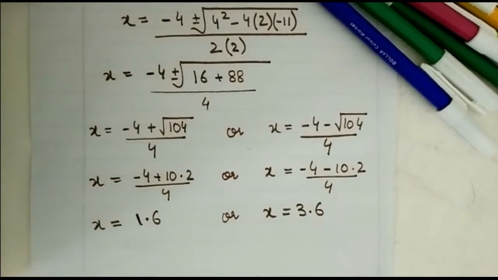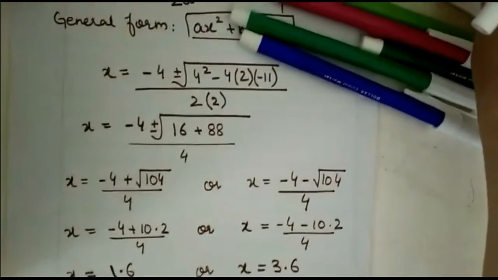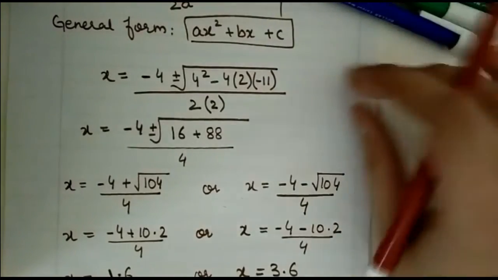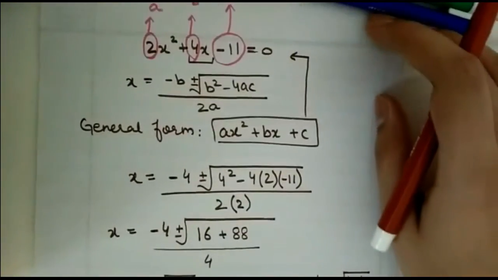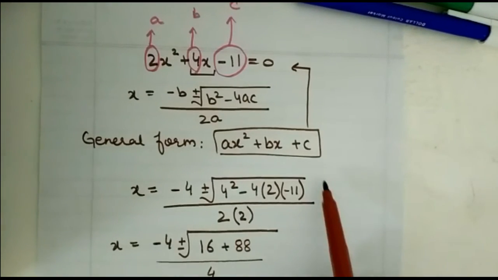And notice that these values are coming in decimals, which you could not have solved using midterm breaking. So this was the case when you cannot solve an equation using midterm breaking, and you have to find the value of x using this formula.